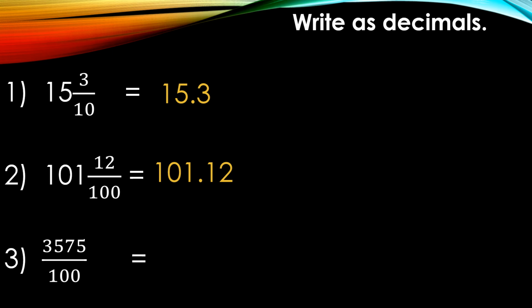Question number 3. 3575 upon 100. See, in this question, how many zeros in the denominator? Yes, 2. So in numerator, count 2 digits from the right and put the decimal. So the answer is 35.75.